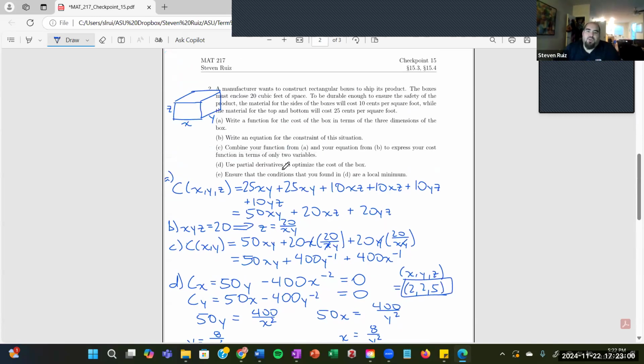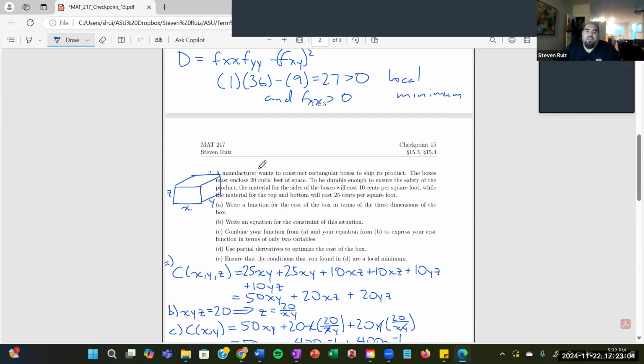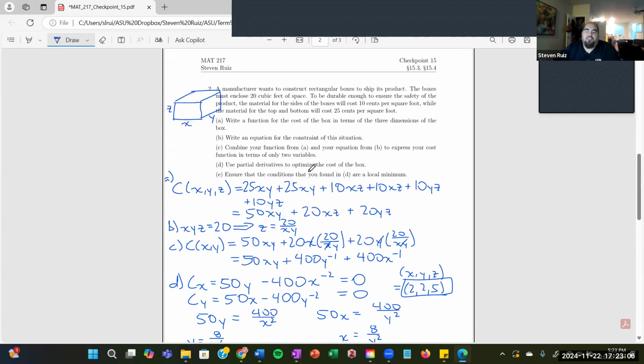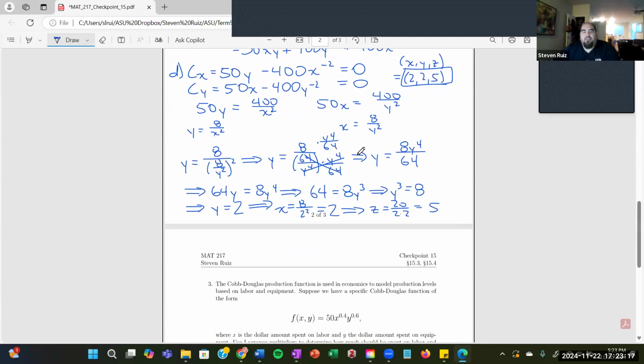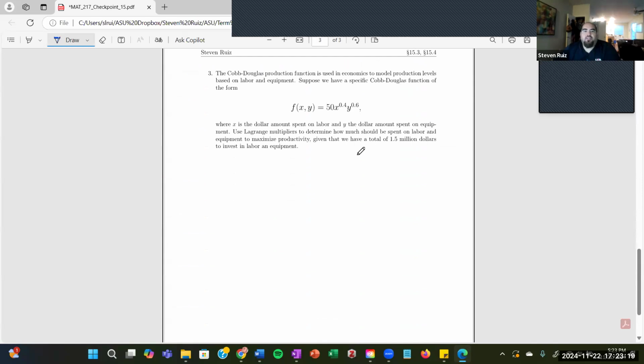So part E, I've run totally out of room, so I will leave that to you. You can basically use a D test to make sure that your x, y conditions actually do give you a local minimum and not something like a saddle point or a local maximum. All right, moving on to question 3.